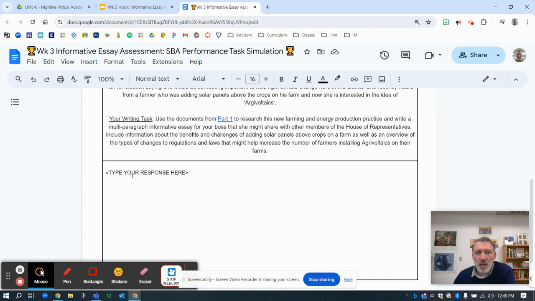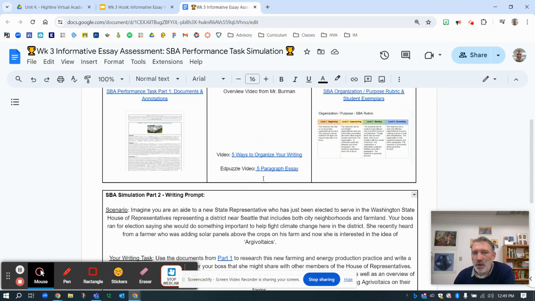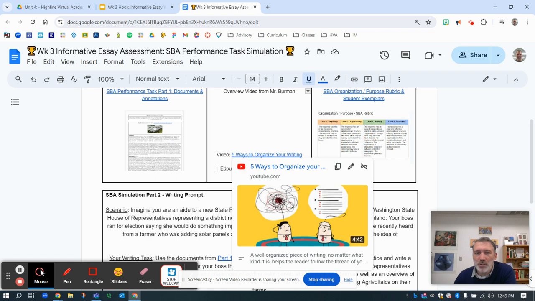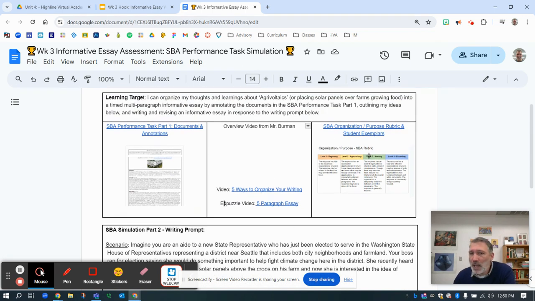Like I said up above, I would really encourage you to outline your ideas just a little bit. So some bullet points first. First, I want to talk about this, then I want to talk about that. Think about the types of ways you want to organize your writing. If you want a refresher from the video on Monday about five ways to organize your writing or this five paragraph essay, some of that might help you. Or you can just go off on your own and organize your writing in a way that feels good.